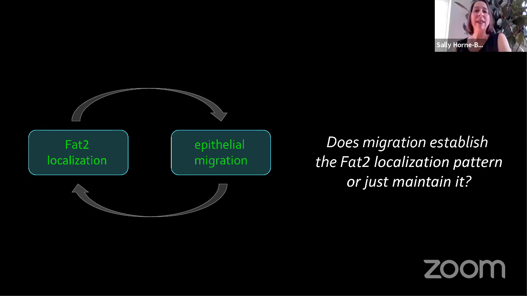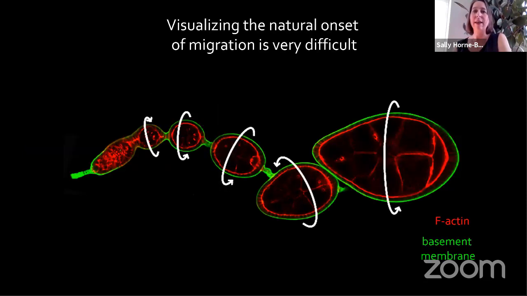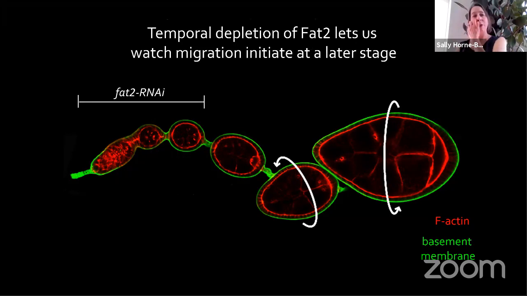But it turns out that this is actually kind of a hard question to ask within our system, because at the time that the migration initiates, the egg chamber is so small and so round that it's really very difficult to image the basal surface and watch the dynamics that are happening. So to get around this obstacle, my lab took advantage of the fun genetics in Drosophila to temporarily block migration early in egg chamber development and let it reinitiate at a time when the egg chamber is much more amenable to imaging.